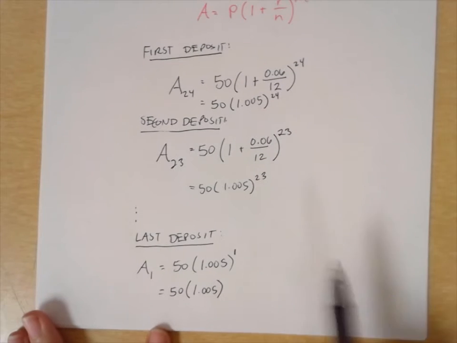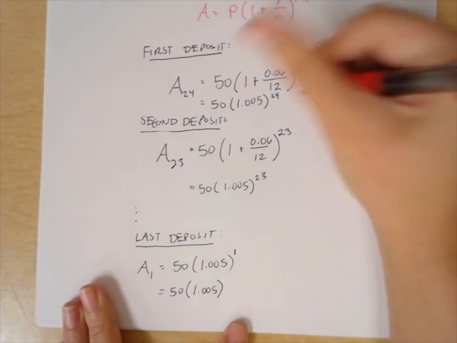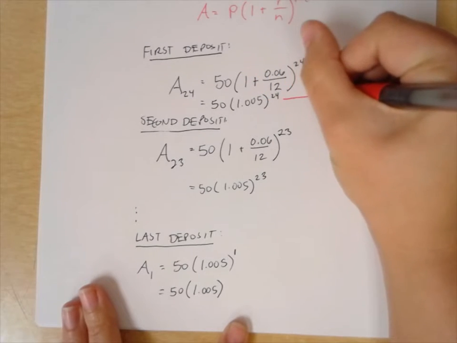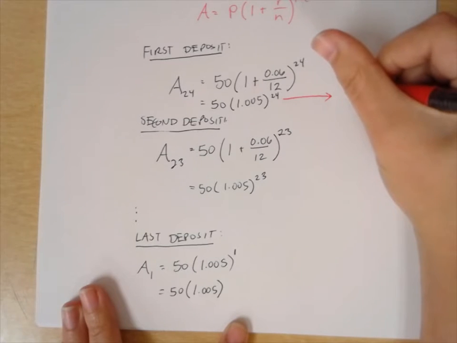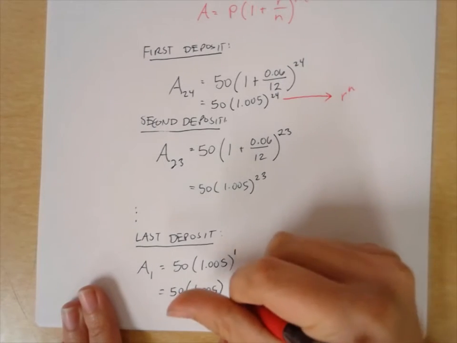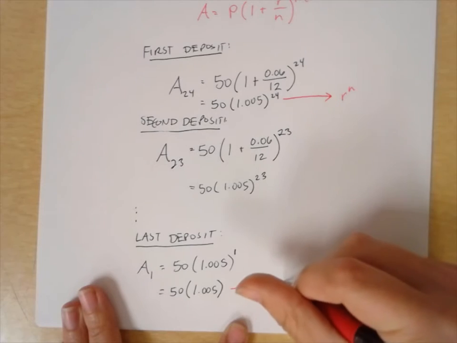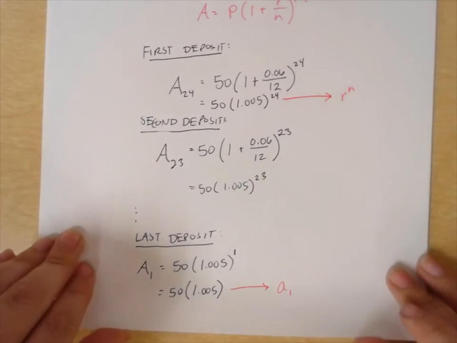And now we actually have every piece that we need to fill in for our S sub n formula. What we can call this right here, the first deposit made, is actually going to be the R sub n value. And here, the last deposit made, we're going to call that our A sub 1 value. And keeping all that in mind, we're going to set up our formula.